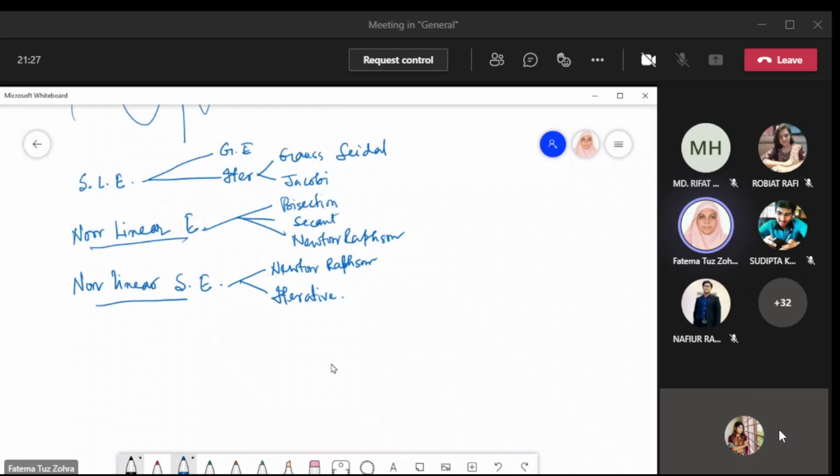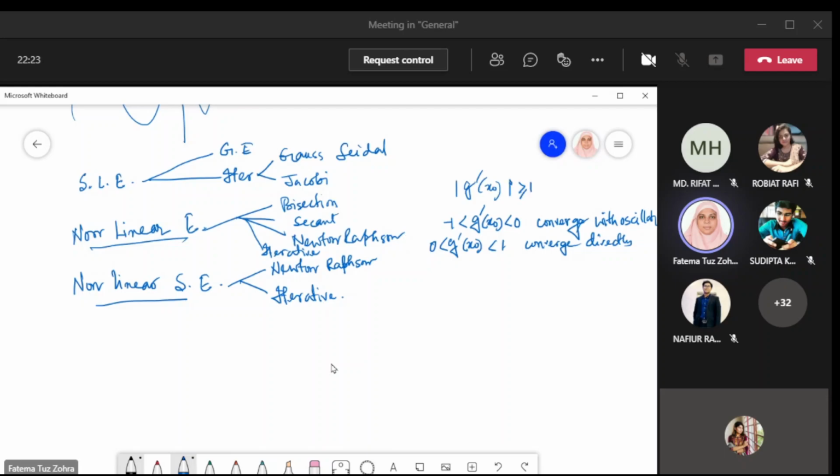There was another method that was the iterative method. So iterative method is everywhere. So the condition changes. For system of linear equation, the condition was diagonally dominant. For iterative method, the condition is if g prime x naught is in between -1 to 0, then convergent with oscillation. If the value is in between 0 to 1, then converge directly. And if the value is outside that range, that means absolute value of g prime x naught is greater than 1, then it is a divergent formula, so we're not going to use that one.